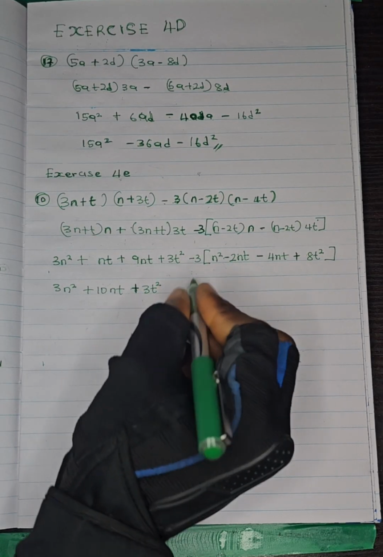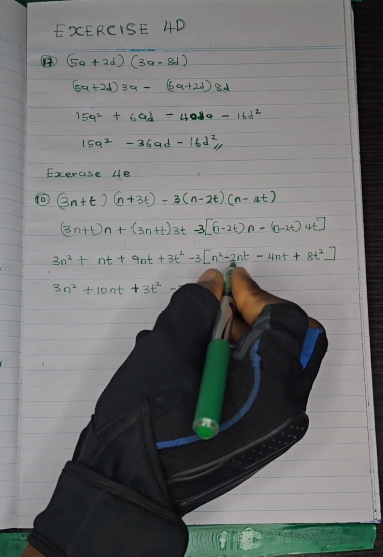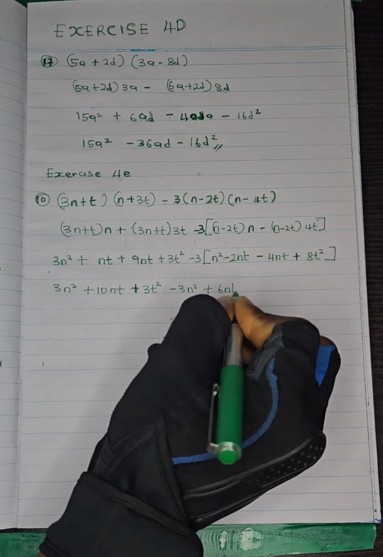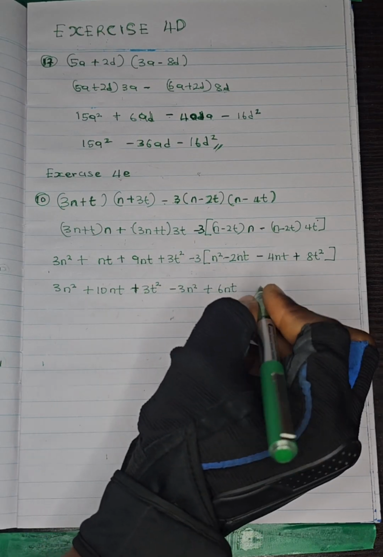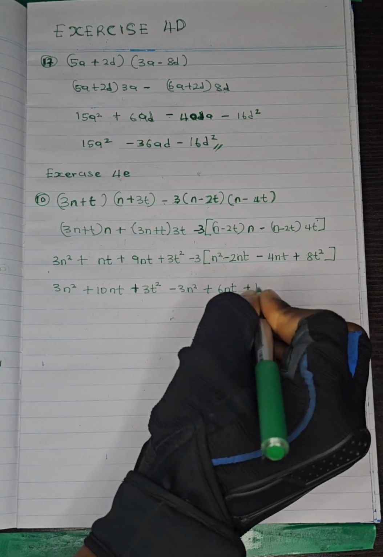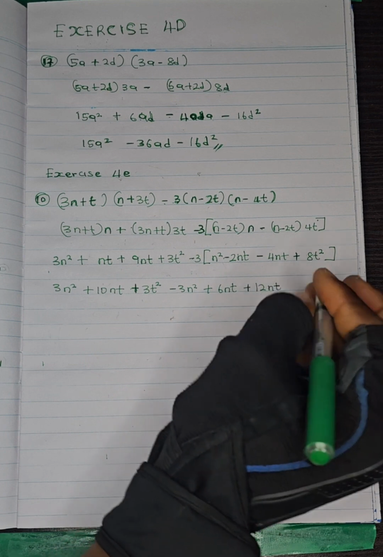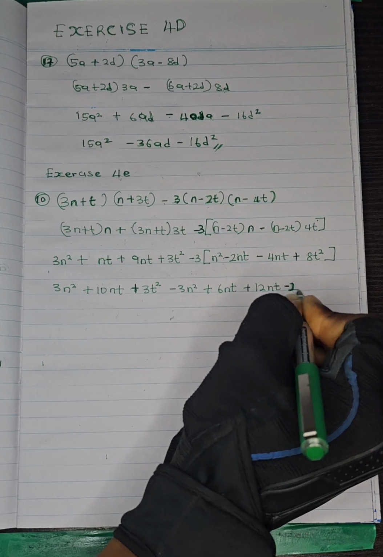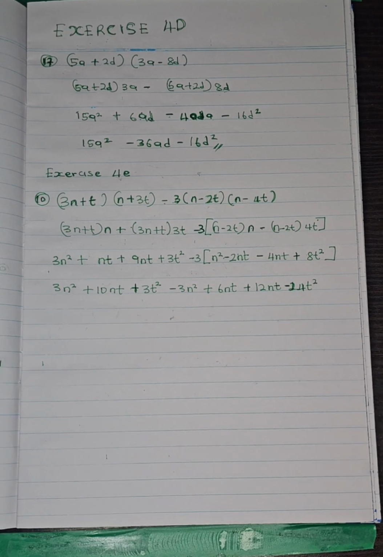So I will now multiply this out. Minus 3 times n squared will give you minus 3n squared. Minus 3 times minus 2nt will give you what? Plus 6nt. Minus 3 times minus 4nt will give you what? My plus here, because minus minus is plus 12nt. Then minus 3 times plus 8t squared will give you what? Minus 24t squared. So it's already opened.